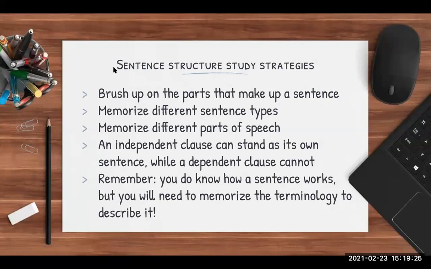So some strategies for sentence structure questions are to brush up on the parts that make up a sentence, memorize some different sentence types, and memorize different parts of speech. Sentence types would be things like, is it an interrogative sentence, like a question. And parts of speech are things like nouns, adjectives, that sort of thing. So if you don't remember off the top of your head what those words mean, you probably want to go ahead and brush up on those.